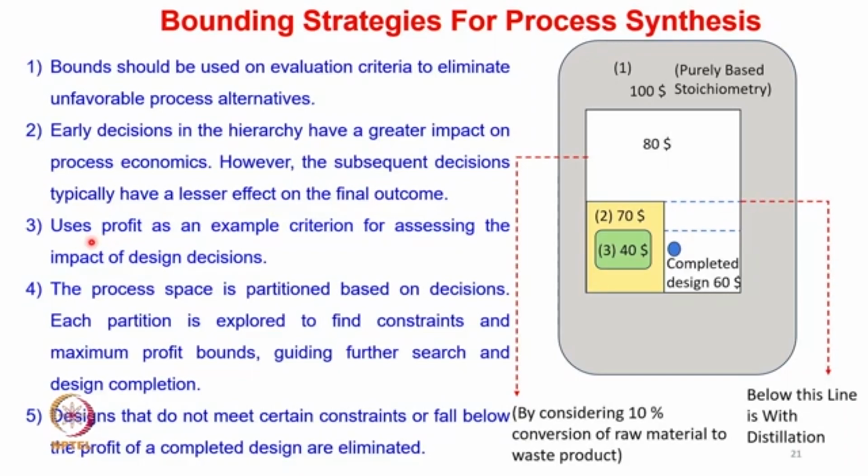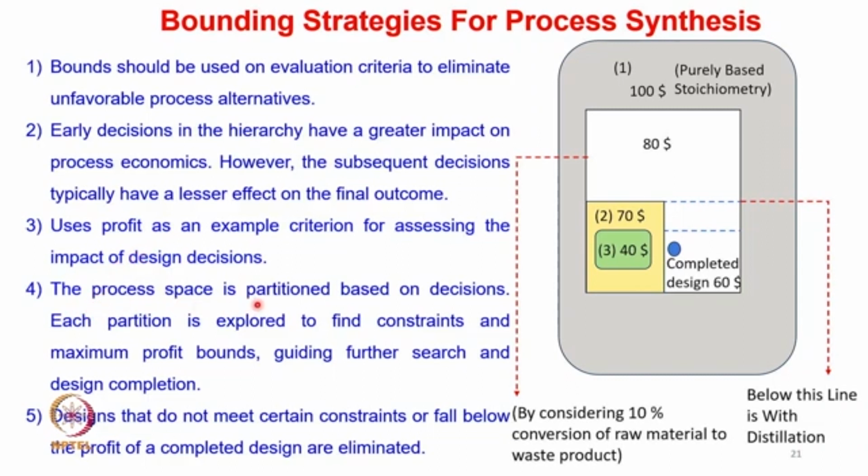Usually we take profit as an example criterion for assessing the impact of design decisions, but instead of profit we can even use sustainability or environmental protection, or how much environmental degradation a particular process is causing. That can be another criterion for the assessment of the given flowsheet.